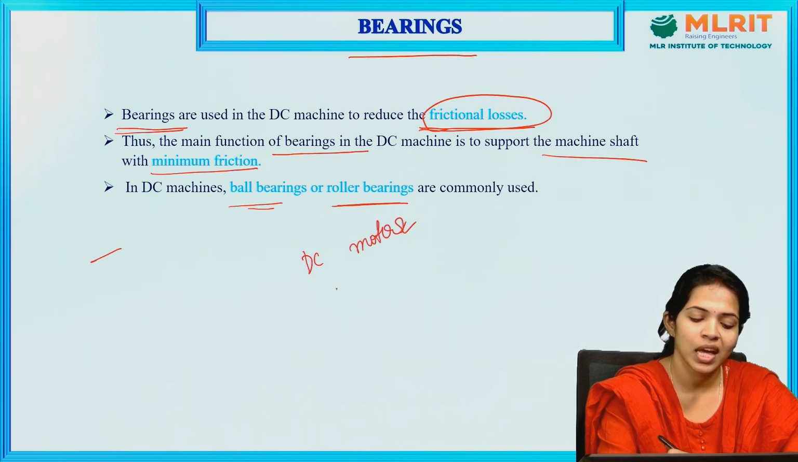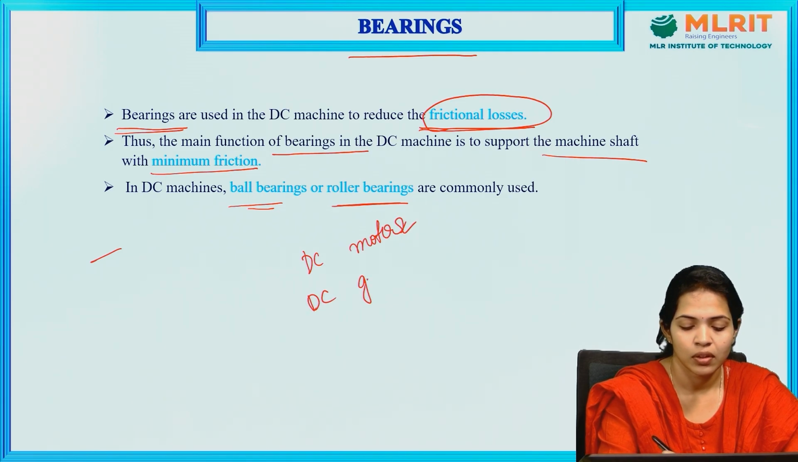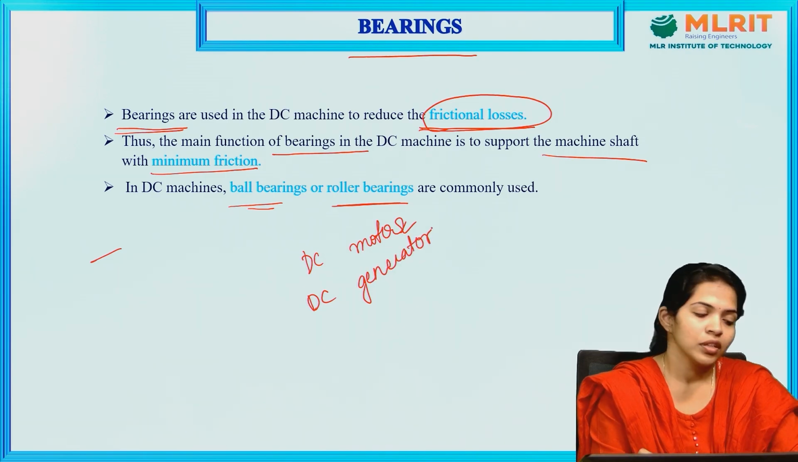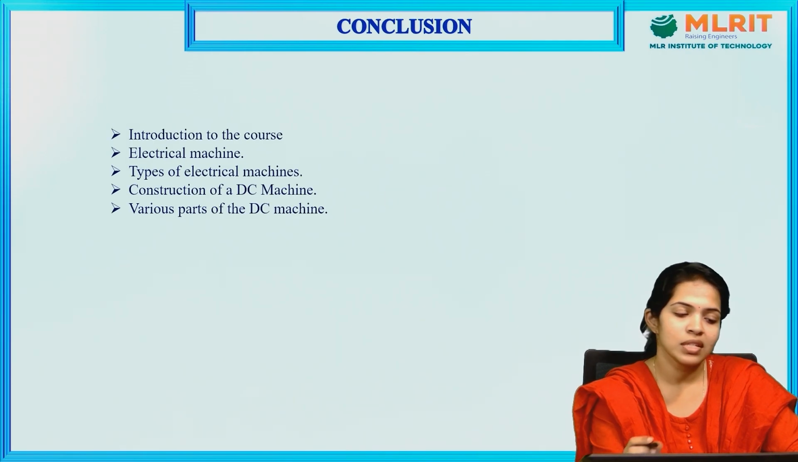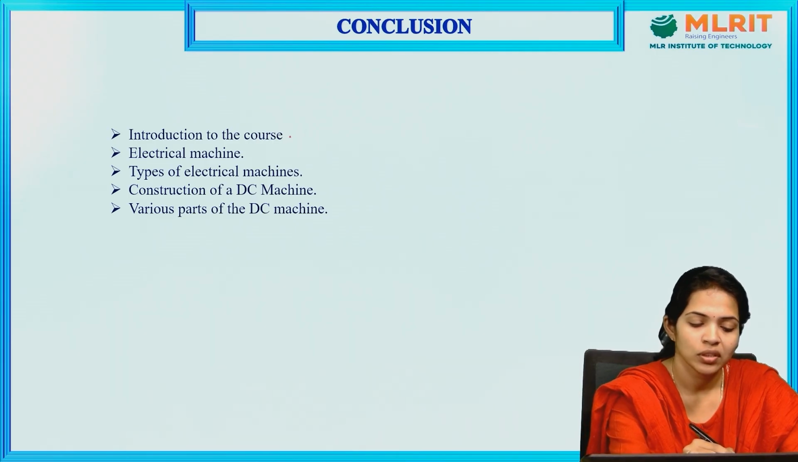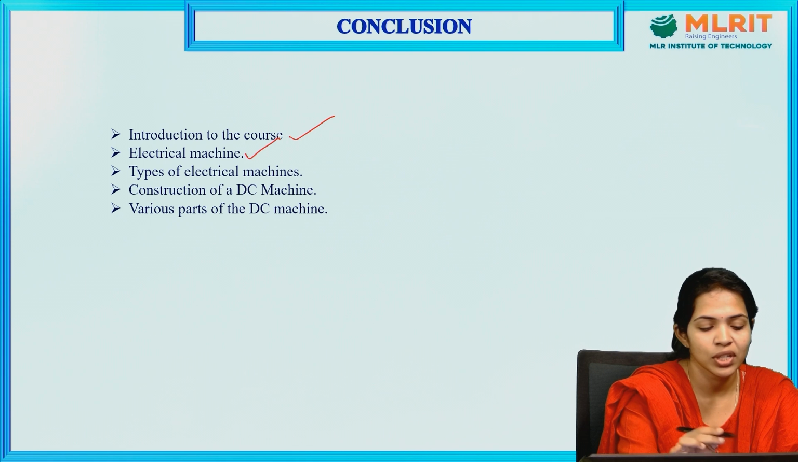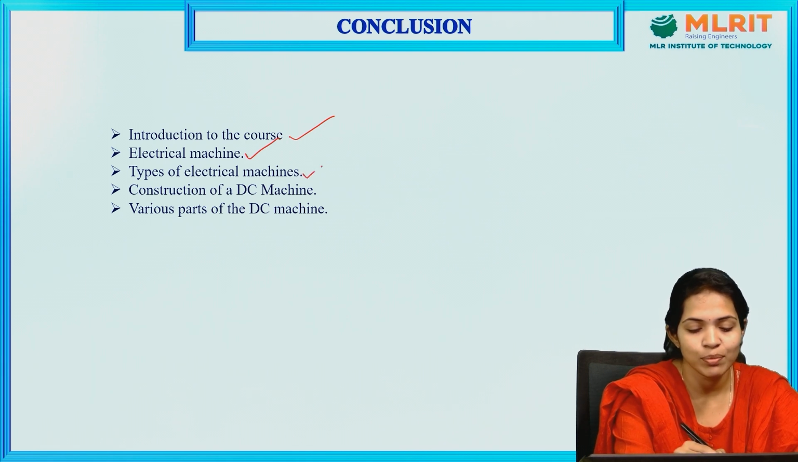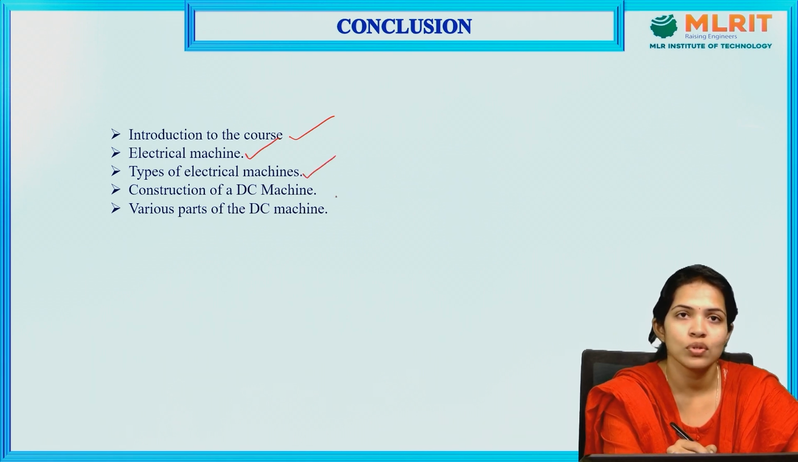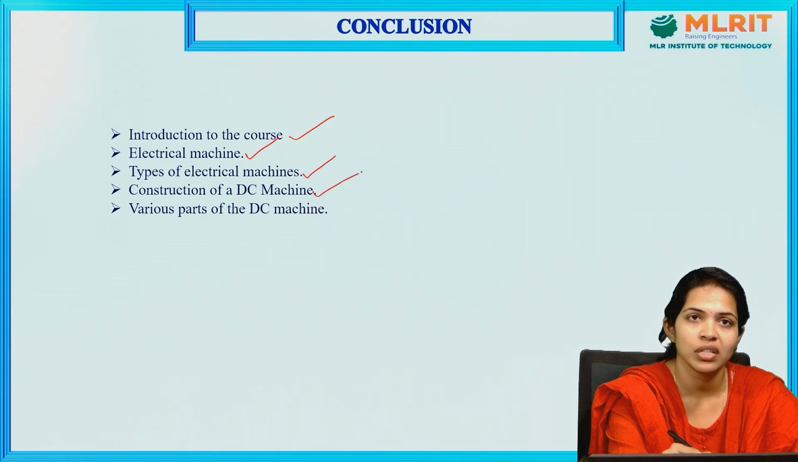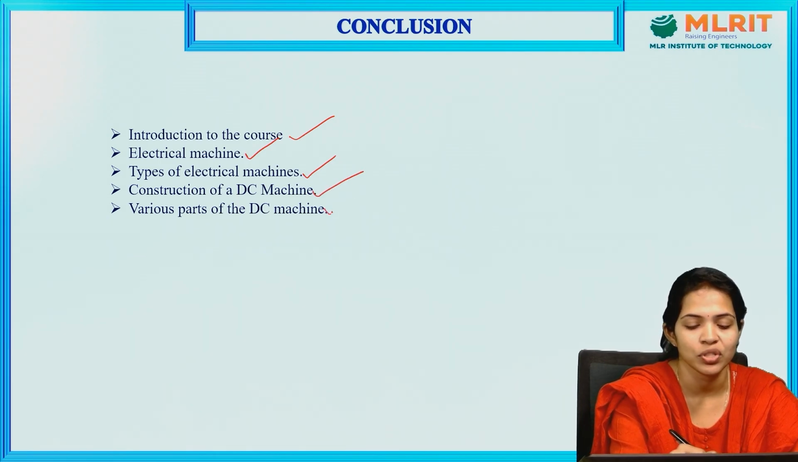This is detailed information about the constructional parts of a DC machine. So in this topic, we have seen the introduction to our DC machine course. We have seen what an electrical machine is. We have seen what the types of electrical machines are. We have also seen the construction of a DC machine, and we have also discussed in detail the various parts of a DC machine. Thank you.